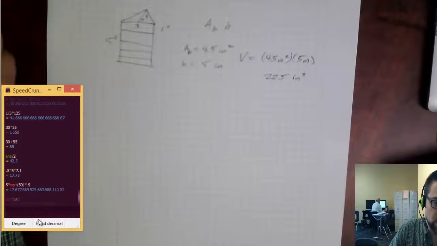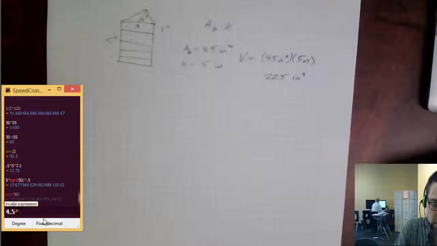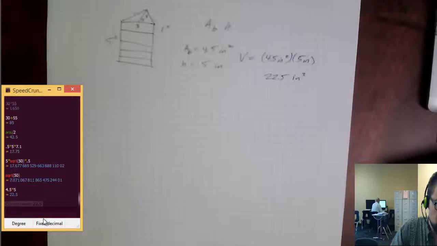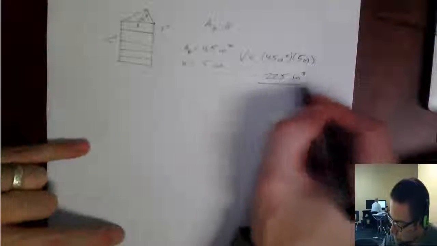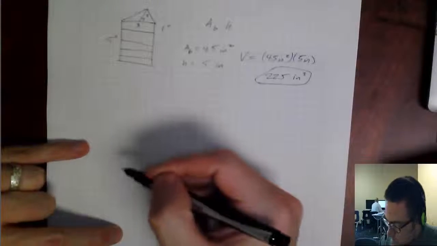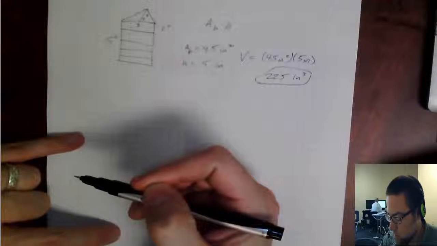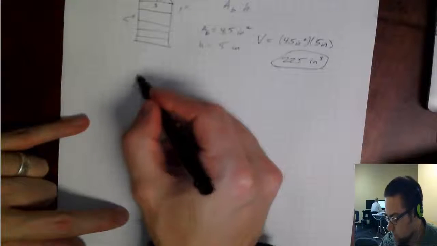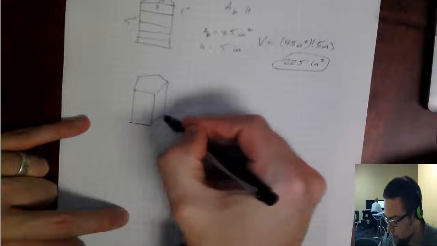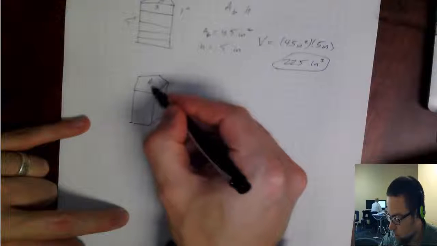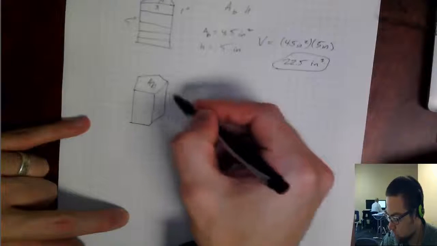Pull out the calculator. I'm never good at arithmetic, as you may have noticed. Oh, I was right. Okay, so 22.5 is the volume of this triangular prism, and it would be true of any prismatic shape. So if I was given a pentagonal prism, all I do is find the area of the base and I multiply it by its height.